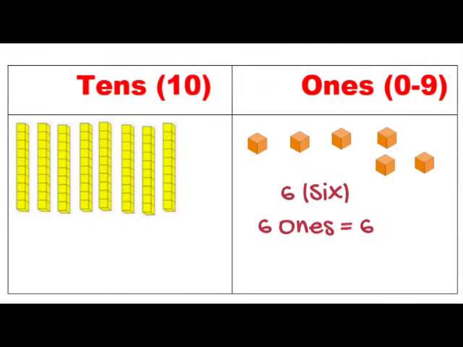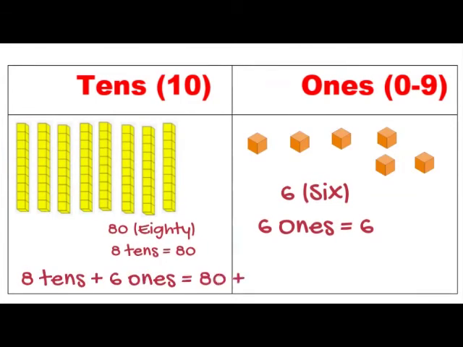In the tens column, how many blocks are there? There are 8 blocks, so that makes it 80. EIGHTY, 80. 8 tens is equal to 80. So 8 tens plus 6 ones is equal to 80 plus 6 is equal to 86.